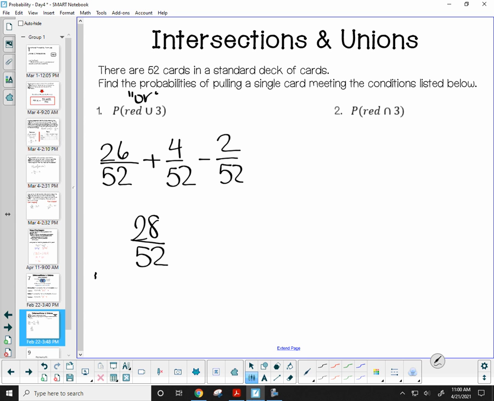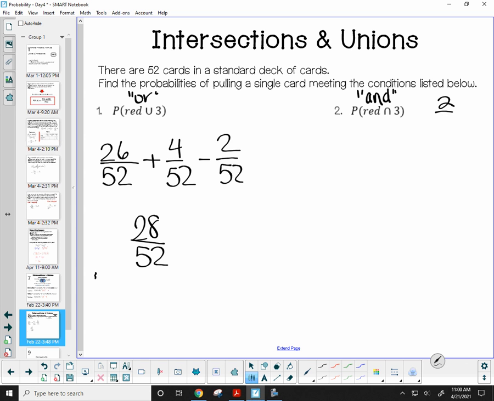Last one says probability of red intersect 3. So that's actually an and problem, right? Red and 3. Okay, so I'm going to do this mathematically, and then we could actually find this answer without doing any calculations at all. Anybody know what the answer is? How many red 3s are there? 2 out of 52. So our answer has to be 2 out of 52 because it has to be in both of those categories. Because there are only 2 3s that are red.